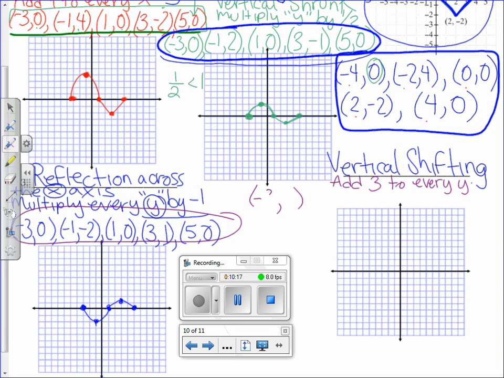So it will be -3, 3, -1, 1, 1, 3, 3, 4, and 5, 3.